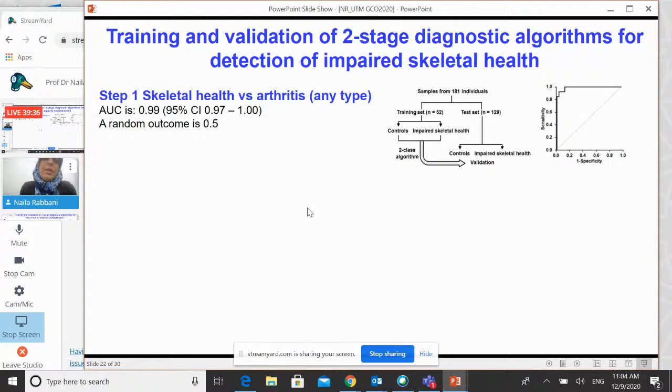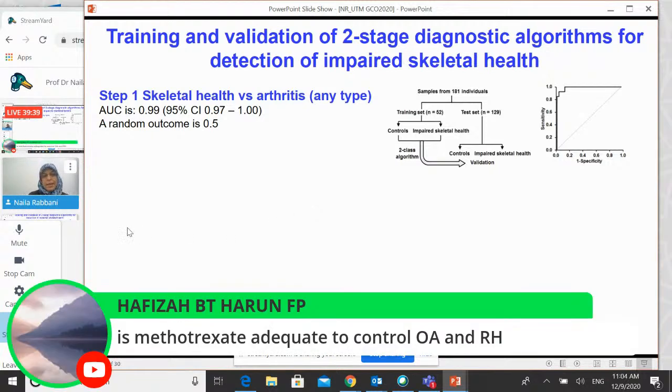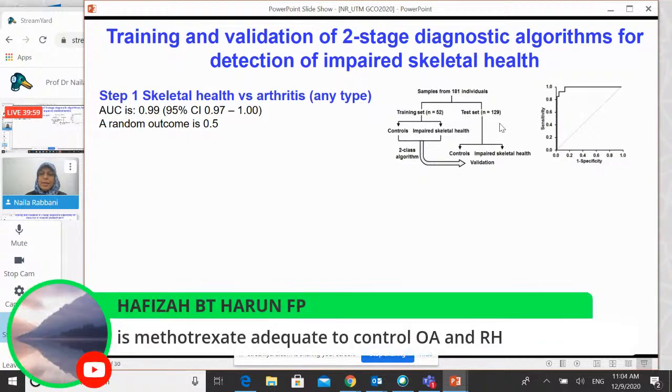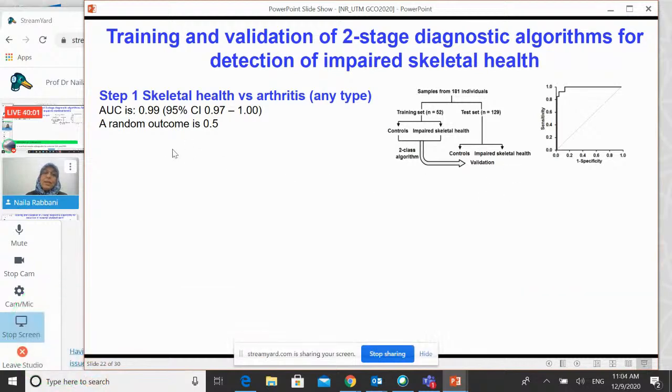The first step was skeletal health versus arthritis of any type. We have 181 individuals. We trained the algorithm using 52 samples of control and impaired skeletal health, and we tested using a 129 data set independently. The outcome was an area under the curve of 99%. This is conclusively separating healthy from impaired skeletal health, because a random outcome would have been 0.5.